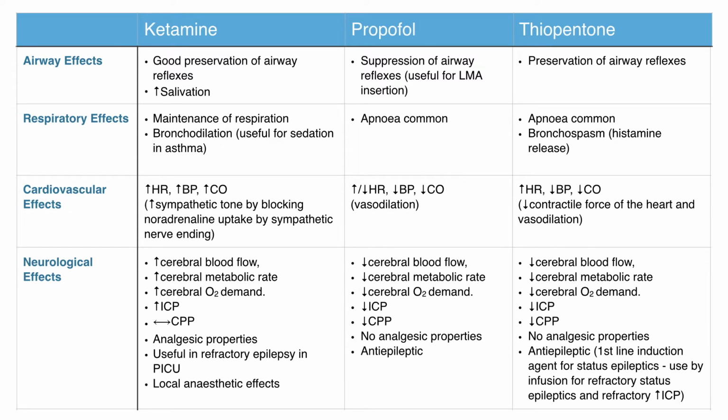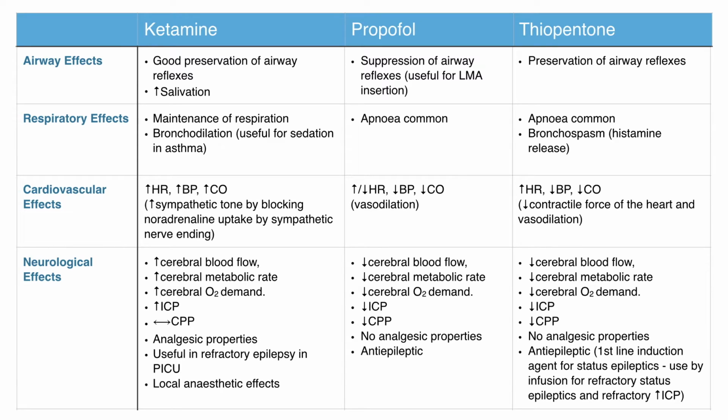Thiopentone tends to have the opposite effect in asthmatics and can cause bronchospasm due to the release of histamine, so it's better avoided in asthmatics. Going on to look at the cardiovascular effects, this is one of ketamine's key advantages. It's a relatively cardiostable induction agent, and it works to increase the heart rate, increases the blood pressure, and increases the cardiac output in a stable child.